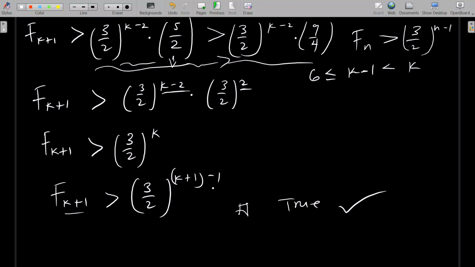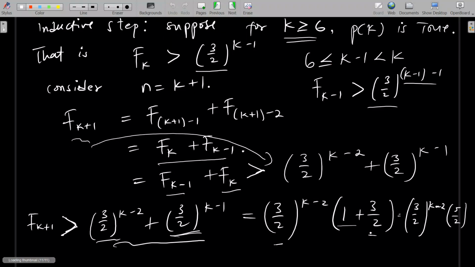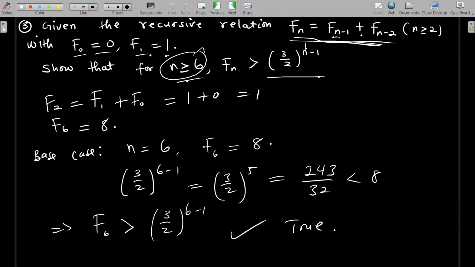Now, when you have k, where is k starting from? That is a problem. Where is k starting from? Actually, let me see how the problem is stated. For n greater than or equal to 6, right? Where is k starting from? Starting from 6.